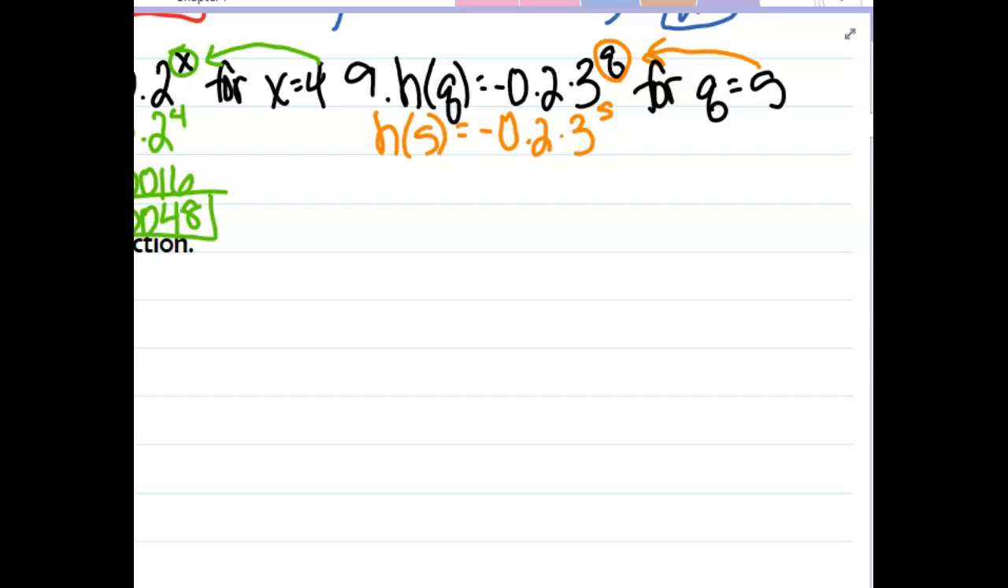Like the last one, make sure you do exponents first. So you do 3 to the 5th power first. 3 times 3 times 3 times 3 times 3 should give me 243. And you're going to multiply that by negative 0.2. And it gives you negative 48.6.